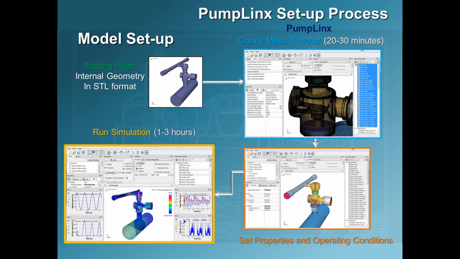Model setup begins with the CAD surfaces, which describe the unsimplified geometry. This is then used to generate the model. Next, the fluid properties and operating conditions are specified, similar to how a real hardware test would be set up. The flow solver is then launched and the simulation is generated.